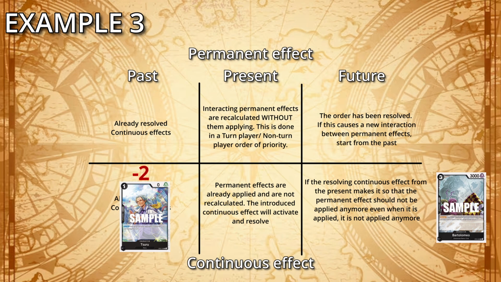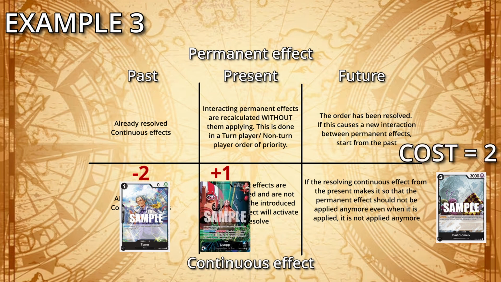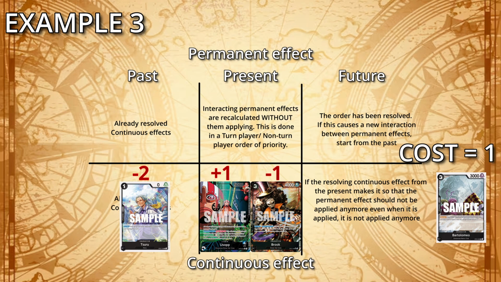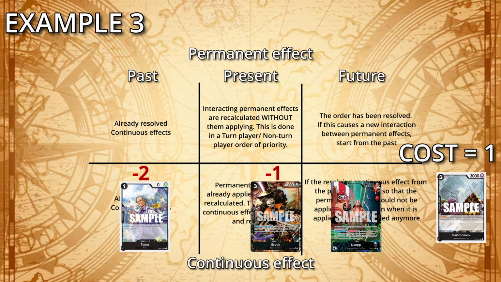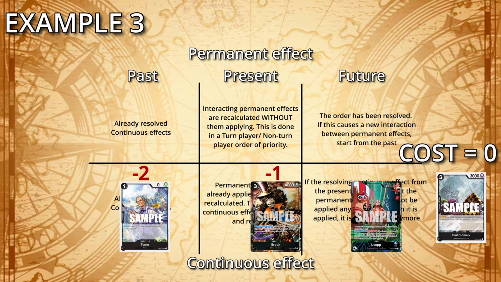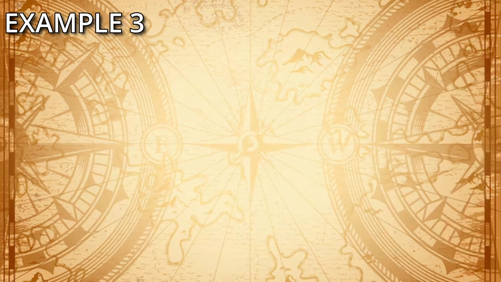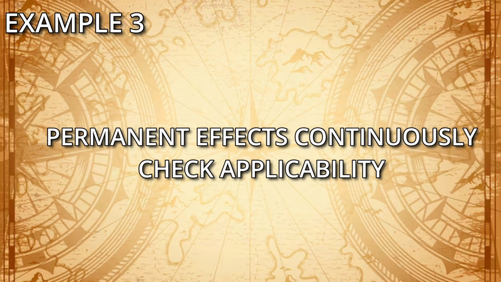Next would be the present. Permanent effects would already be applied. This also counts for Usopp, so he has already buffed Bartolomeo. Now Brook activates and resolves and reduces the cost of Bartolomeo by 1. This means that the character is a 1 cost and Usopp does not apply anymore. He just falls off. This is because permanent effects continuously check applicability.